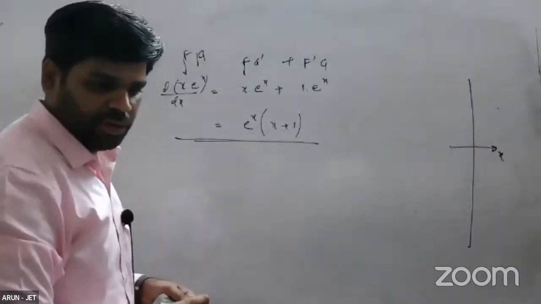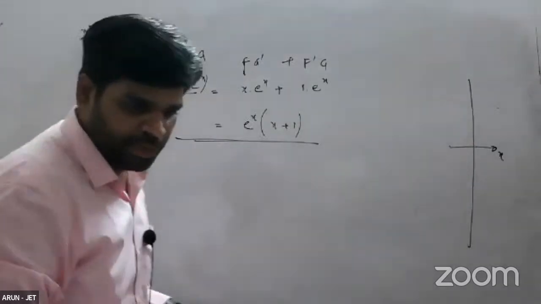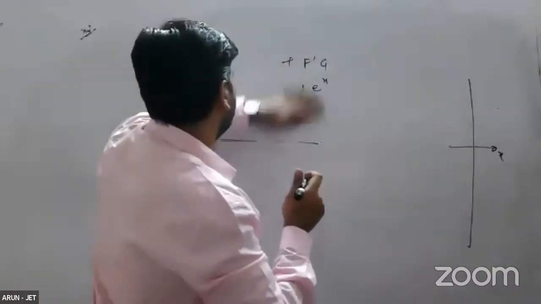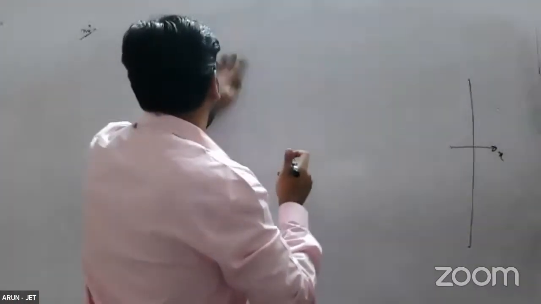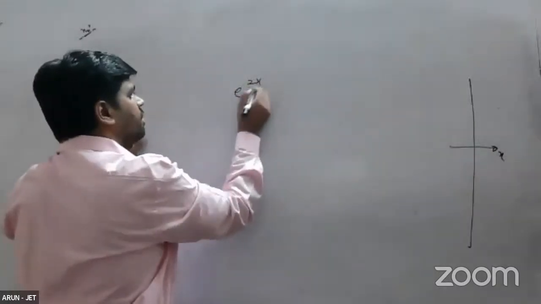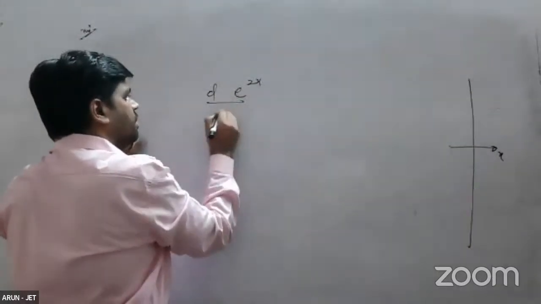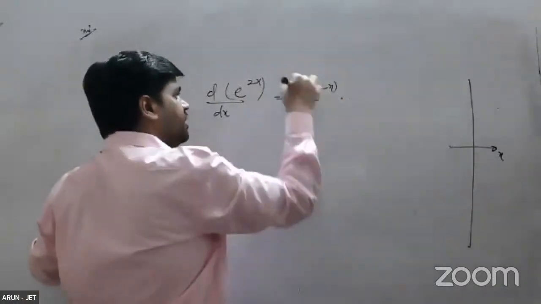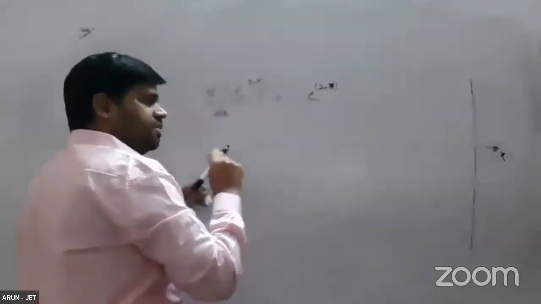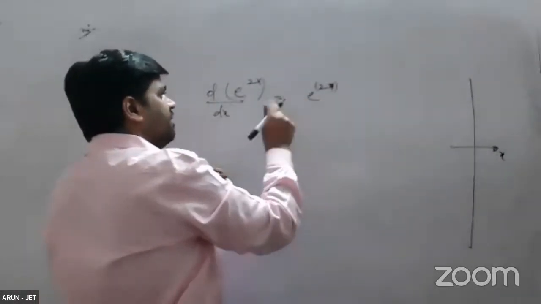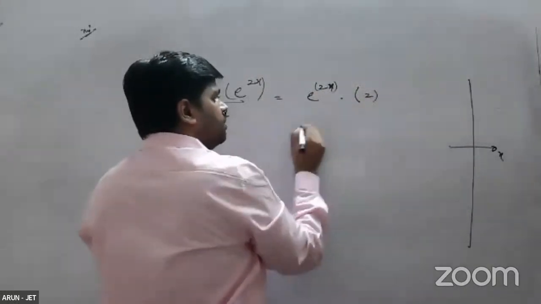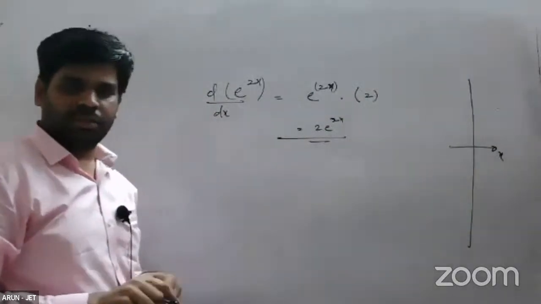I'll quickly just do one more. e power 2x. What is the derivative of e power 2x, students? Chain rule. e power 2x into, I go inside the function now. Outside inside rule, or onion peeling method. I have peeled the outer layer. I have to go to the inner layer now. What is the inner function? 2x. Derivative of that is 2. So that will be 2 into e power 2x. All right.